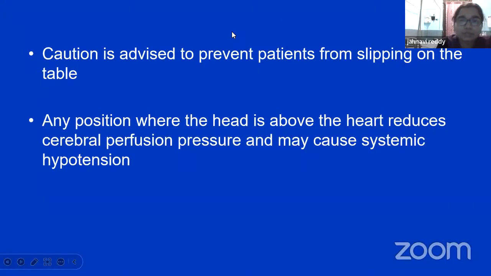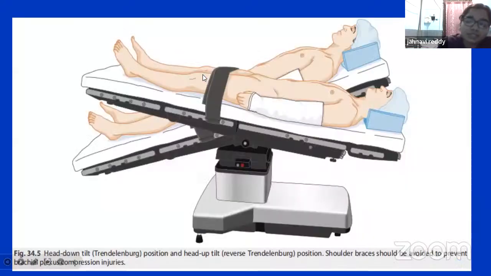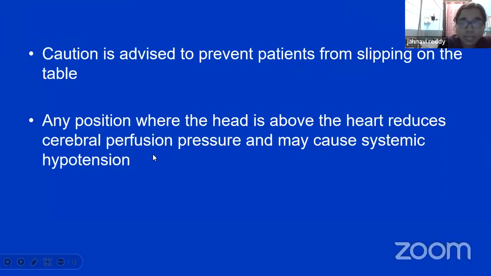Caution is advised to prevent the patient from slipping from the table. As I said earlier, if it is head down or head up, the patient's weight will be shifted and the gravity is also shifted. So we have to make sure that the patient is not slipping from the table. In any position where the head is above the heart or below the heart, cerebral perfusion pressure should be monitored so that we might prevent systemic hypotension.